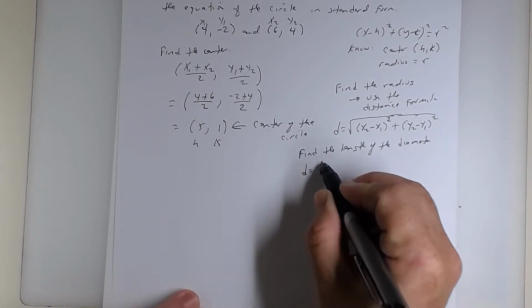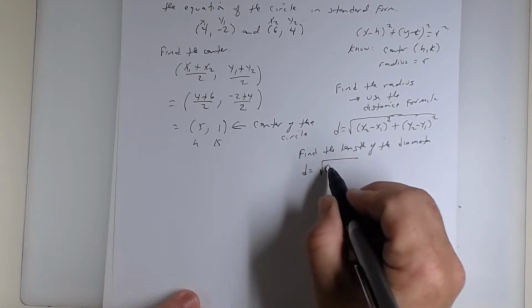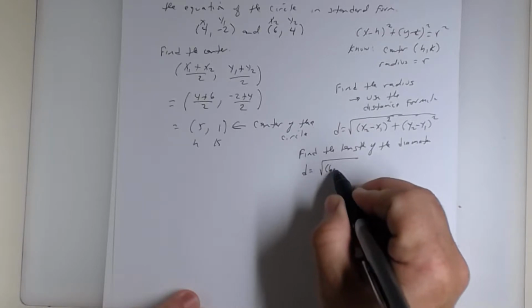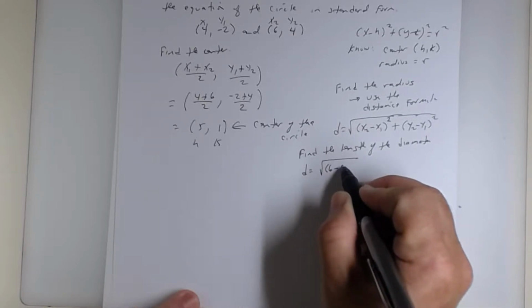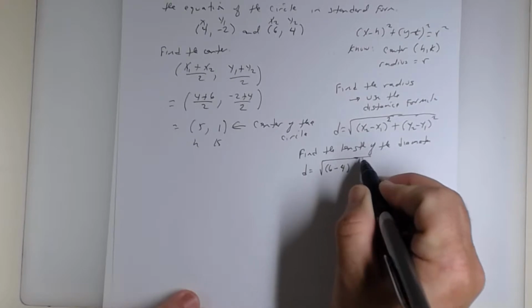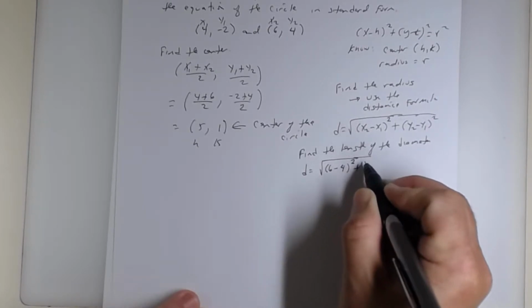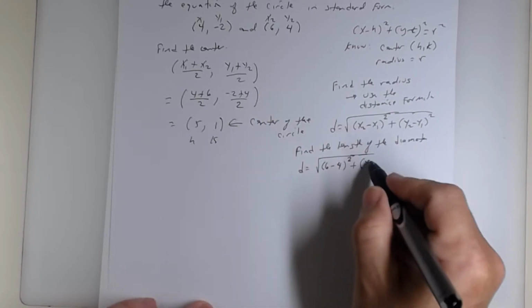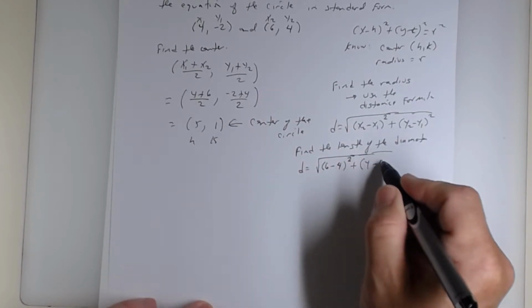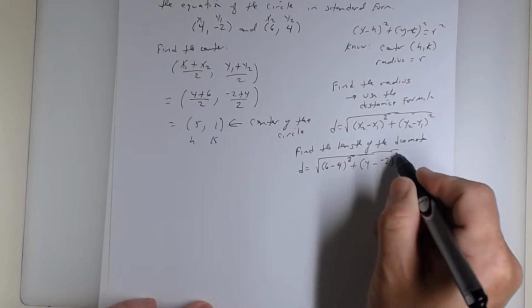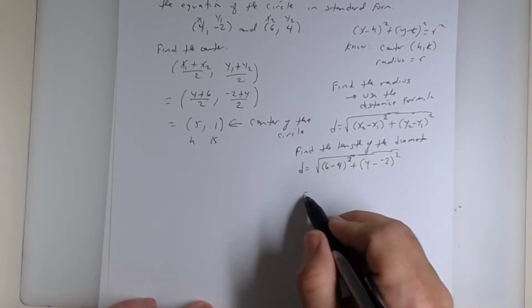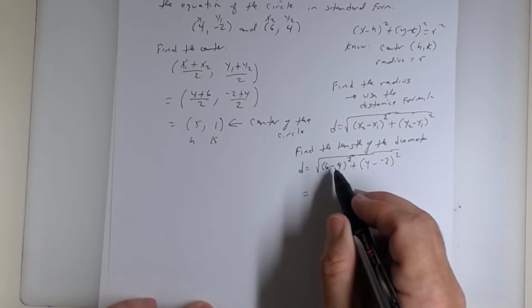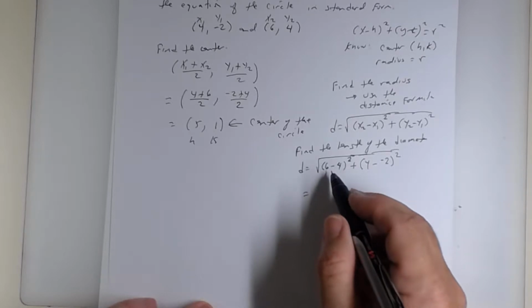You get d equals the square root of, okay, what's x2? 6, subtract x1, which is 4. And what do I do to that? Squared. Plus y2, which is 4, subtract y1, which is negative 2, squared, correct? What's 6 subtract 4? No, it's not negative 2.